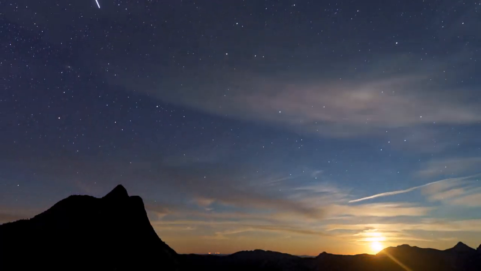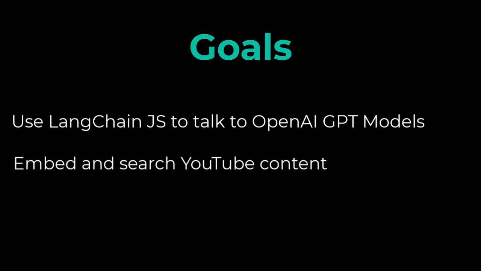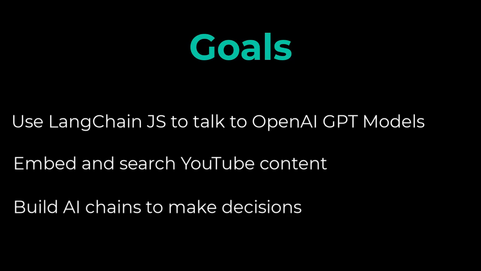Right, by the end of this crash course, you'll know how to use LangChain JS to talk to OpenAI's GPT models, embed and search YouTube video content like a pro, and build AI chains that make decisions, not just chat. And you'll walk away with a complete mini app that's actually useful. We'll keep it simple, no frameworks, no clutter, just clean Node.js code that talks to AI and delivers real value. So let's roll up our sleeves and get building. By the end of this, you won't just understand LangChain, you'll own it.